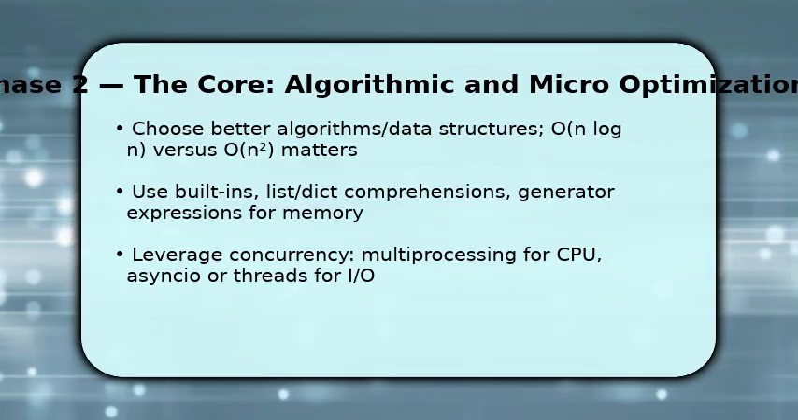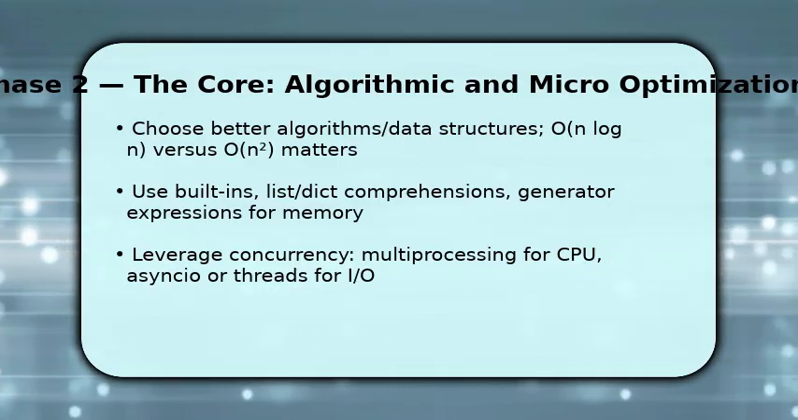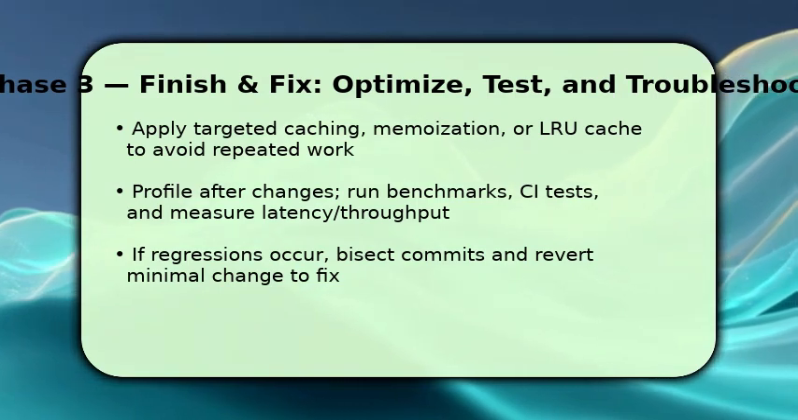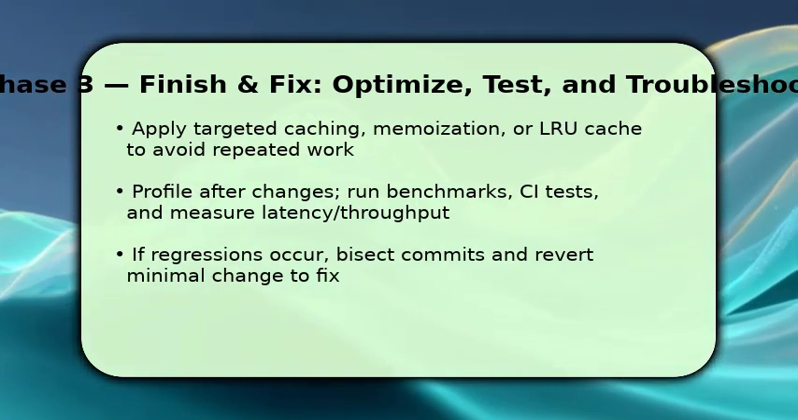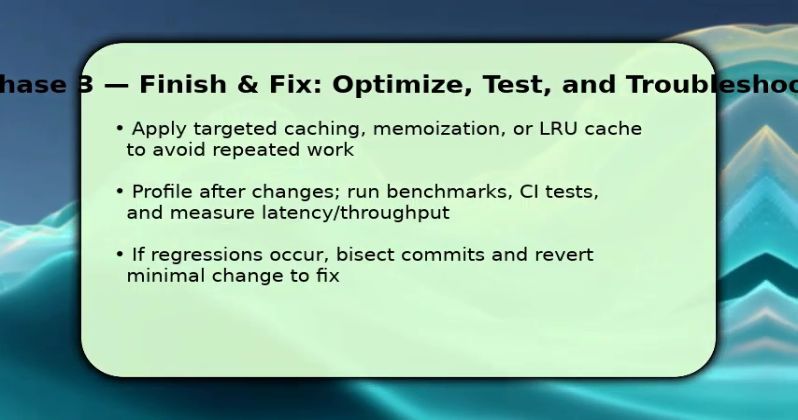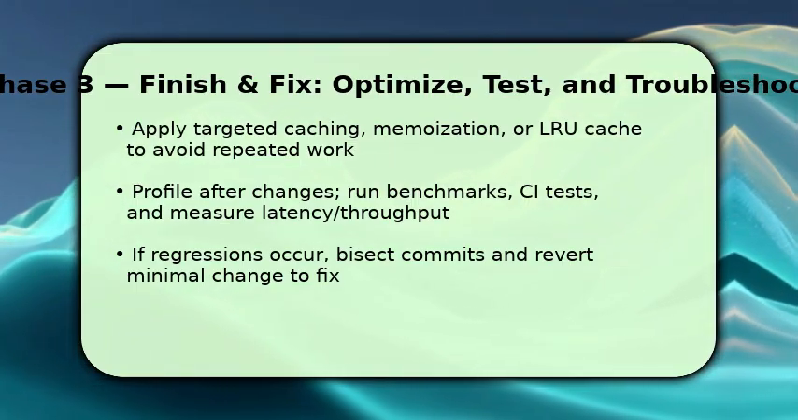Make sure to profile again, because micro-optimizations can mislead. You finalize by adding targeted caching or memoization where repeated computations occur. That reduces work without huge redesigns. Then run benchmarks and CI tests to measure latency, throughput, and correctness.